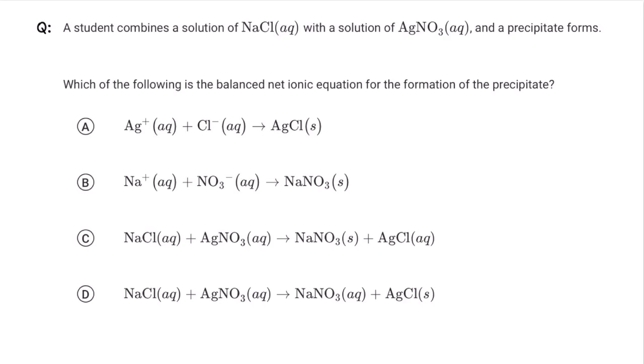A student combines a solution of sodium chloride in aqueous with a solution of silver nitrate in aqueous and a precipitate forms. Which of the following is a balanced net ionic equation for the formation of the precipitate? So we already went over this example.